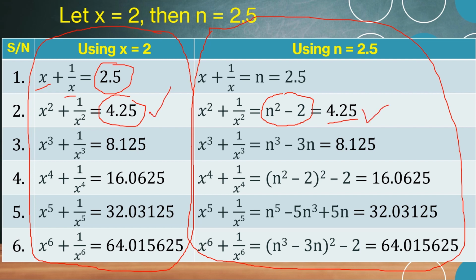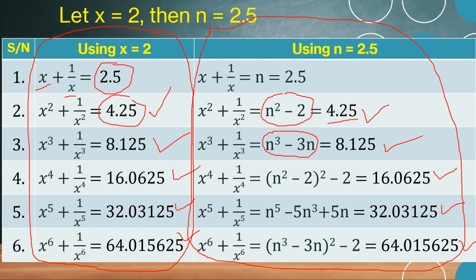Now, if we look at x raised to power 3 plus 1 over x raised to power 3, we have n cubed minus 3n. We know what our n is. Our n is 2.5. That is 2.5 raised to power 3 minus 3 times 2.5. And we get 8.125. We see that is the same value on the left-hand side. And it's the same value we get using the same n is equal to 2.5 and the formula we have on the right-hand side.